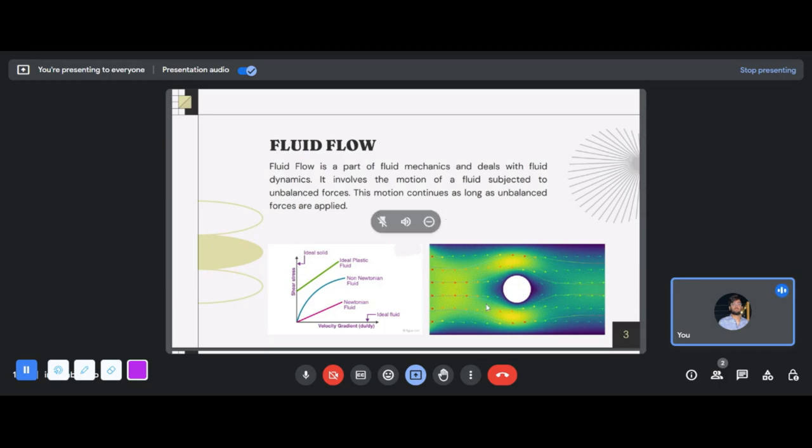Moreover, in this figure there is an aircraft or air body, suppose this white circular object, and all these lines which are bending over it and moving from this side to this side are the flow of the fluid, or flow of the air.